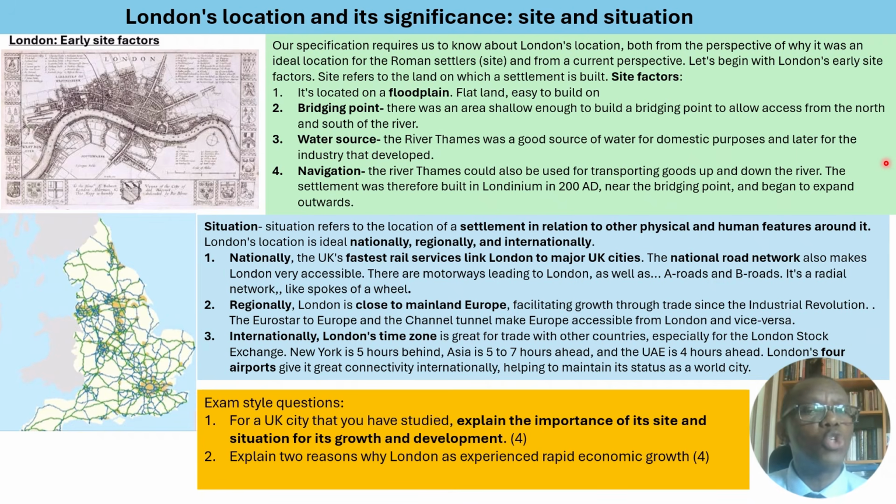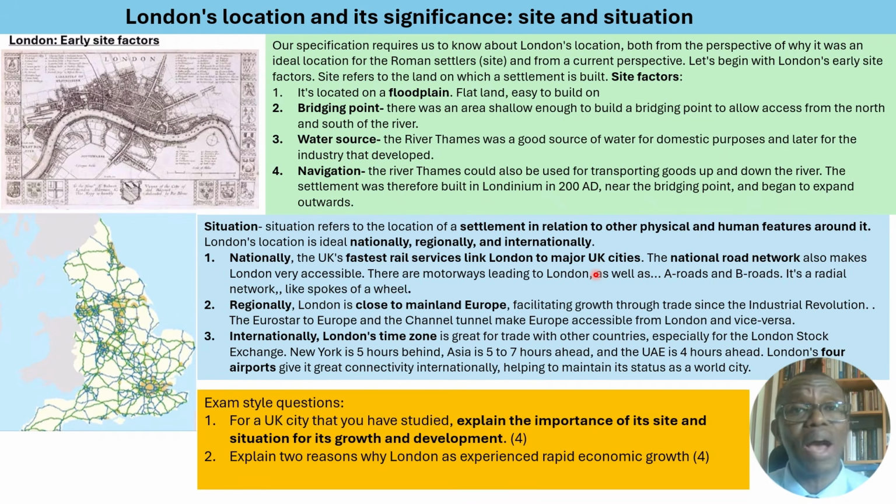Now, what about situation then? So situation refers to the location of a settlement in relation to other physical and human features that are around it. Now, of course, London's location is ideal nationally, regionally, and internationally. When we are talking about nationally, the UK's fastest rail services link London to the major cities. We know that we can travel from London to any of the major cities here in the UK, and people in those major cities can also travel to London. So that makes London very accessible.